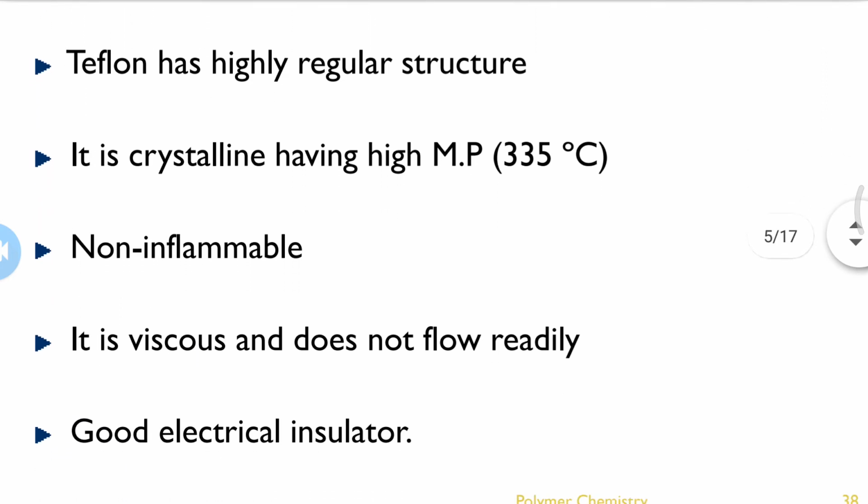It is crystalline, having a high melting point of about 335 degrees centigrade. Teflon is non-inflammable. Also, it is viscous and does not flow readily. Another application: it is a good electrical insulator with a high melting point, so it does not melt easily, and it is used in thermostats.